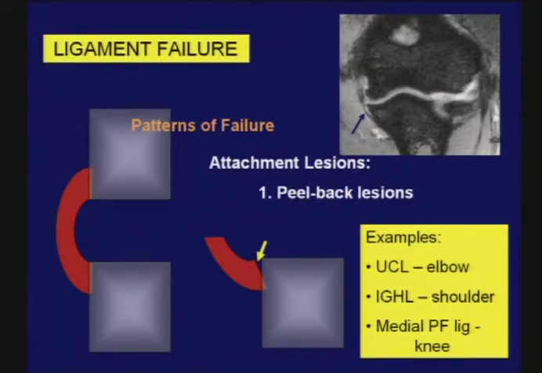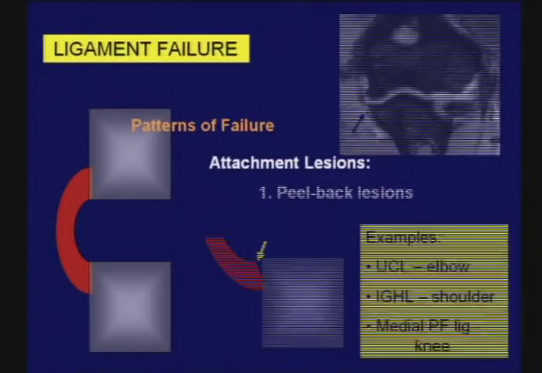and that is shown at the top right as that separation of that ligament from the sublime tubercle. Another example would be the anterior bundle of the inferior glenohumeral ligament. We talked about its patterns of pathology. And the medial patellofemoral ligament of the knee, where peel-back lesions may occur.